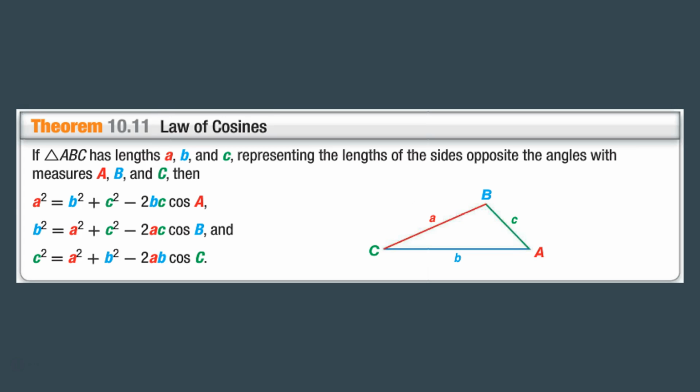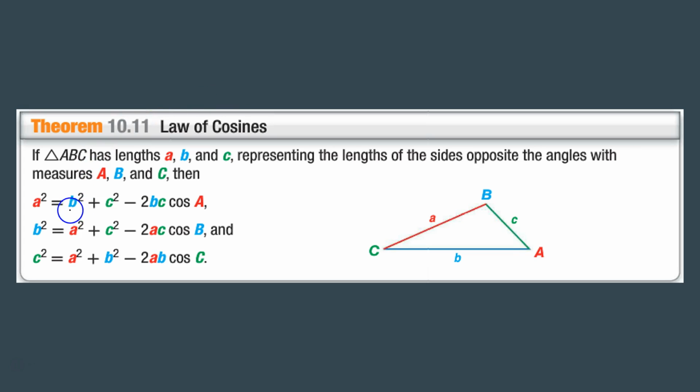Next, we have the law of cosines. If triangle ABC has lengths a, b, and c representing the lengths of the sides opposite the angles with measures A, B, and C, then we have a squared is equal to b squared plus c squared minus 2bc times cosine A. Or we have b squared is equal to a squared plus c squared minus 2 times a times c times cosine B. Or c squared is equal to a squared plus b squared minus 2ab times cosine C. All depends on what we're trying to find.